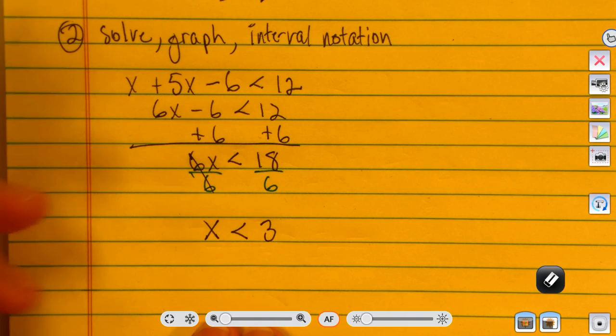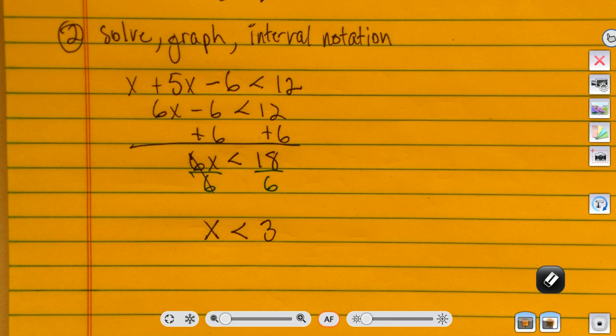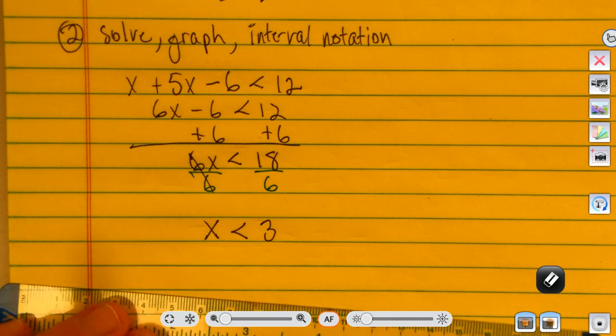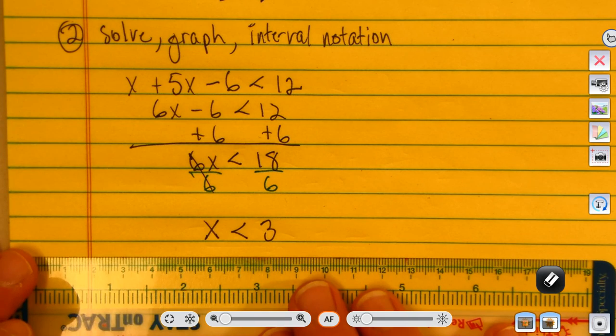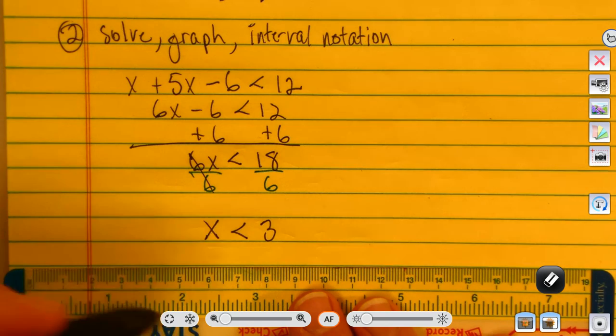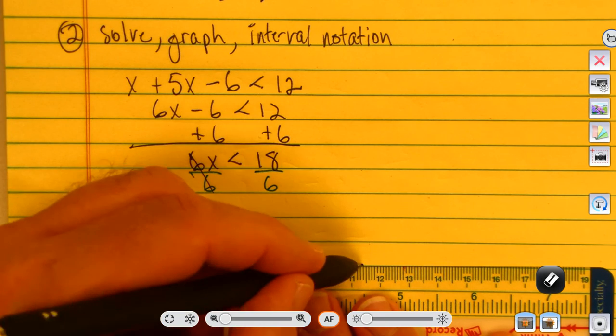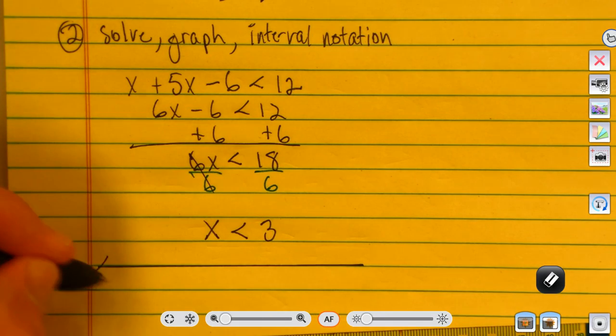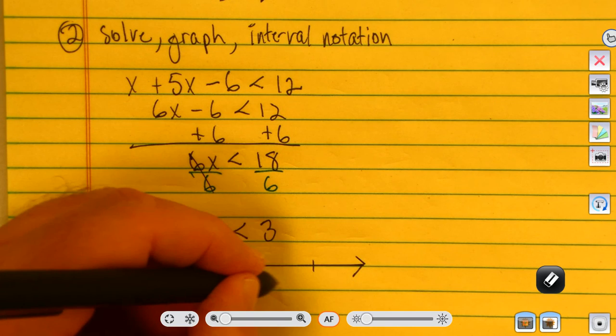Why didn't I reverse the sign? Yeah, I divided by a positive. Only when I multiply or divide by a negative. It doesn't matter if I add or subtract. It's only when I multiply or divide by a negative. So I divided by a positive here, so I don't reverse the sign. Keep my graph simple. It's less than 3.